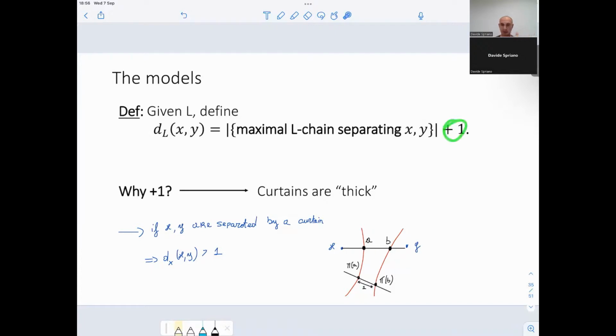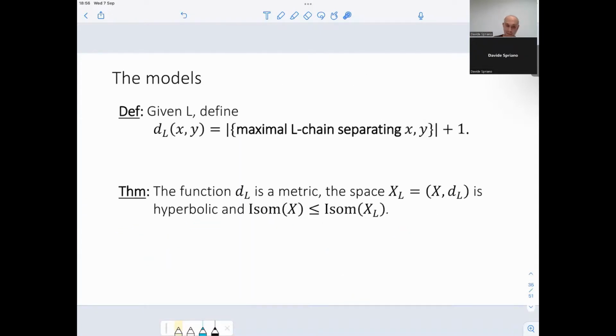So if we did not add this plus 1 or some sort of other artificial term, we cannot just take this number, because this number would put together points that are too close to each other, because you can just not fit any curtain. And the theorem is the following. The function we defined above is a metric in X. The space X_L, which is X with this metric, is hyperbolic, and on top of that, every isometry of your original CAT(0) space is an isometry of your new space X_L.